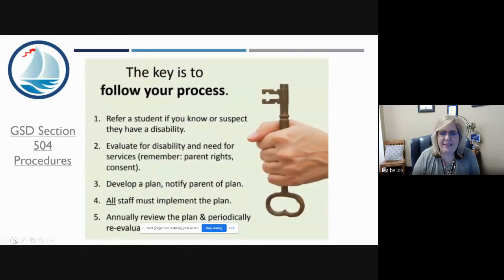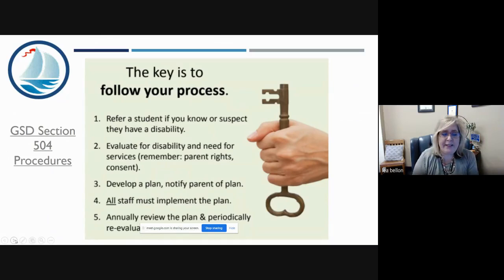Okay, so again, this is the process. You refer the student if you suspect they have a disability, or if you know that they have a disability. Then you evaluate them. It is important that you make sure the parents are given their safeguards, and then you develop a plan. All staff need to be involved in the implementation of the plan. You're going to review it annually in Gulfport and do a periodic reeval, which we do every 3 years.